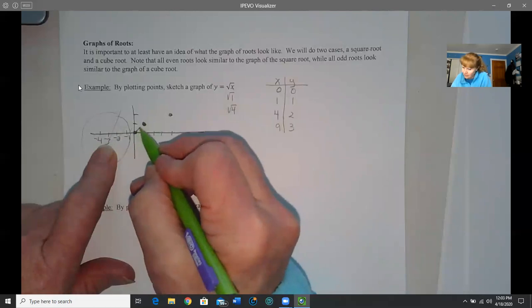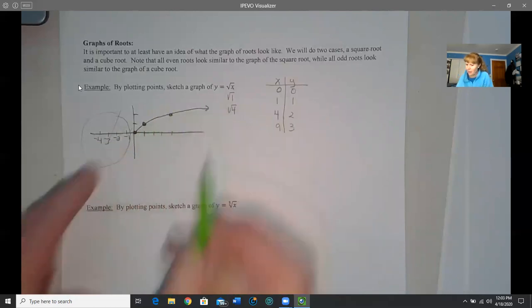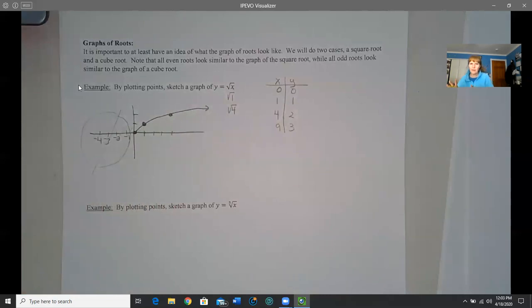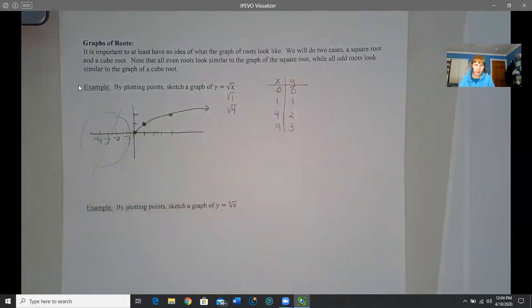But it ends up looking like this curve. It keeps going up. It's kind of a curve. It's not real fast, but it does keep going up. And so it's this curve that starts at 0, 0 and goes up for your square root.